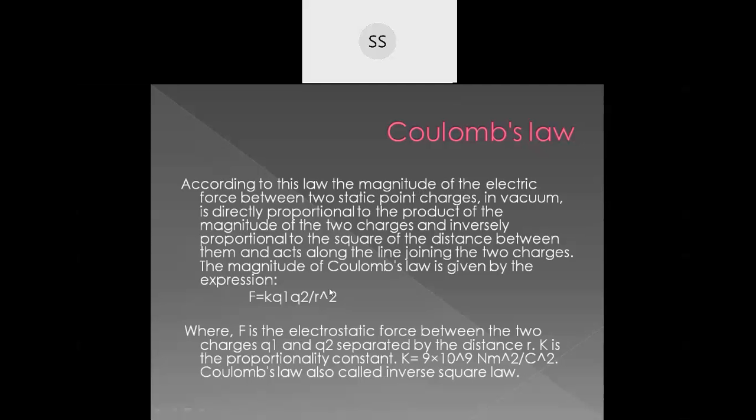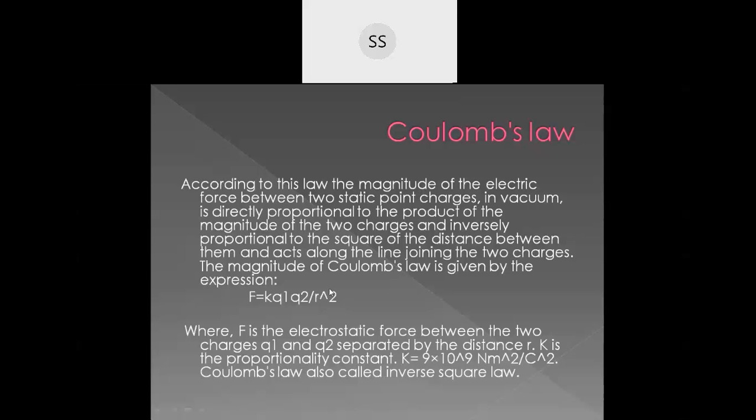The force between two charges, which can be attraction or repulsion, is directly proportional to the product of the magnitude of the two charges. That means force directly depends on the magnitude. If the two charges have higher magnitude, the force between them will be higher. If they have lower magnitude, the force will be lower. So F is proportional to Q1 into Q2.